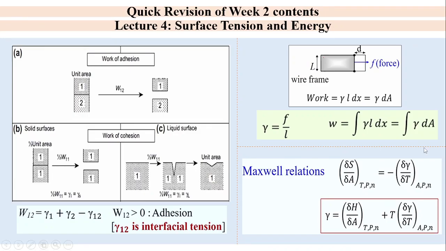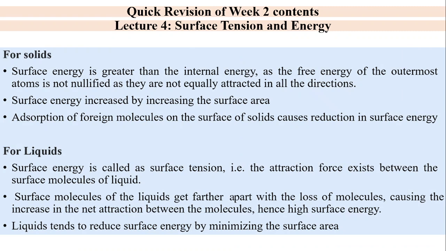After the Maxwell relations, we went through the discussion of surface tension and surface energy. For solids, the surface energy is greater than the internal energy, as the free energy of the outermost atoms is not nullified, since they are not equally attracted in all directions. So surface energy increases by increasing the surface area. Also, adsorption of foreign molecules on the surface of solids causes a reduction in surface energy.